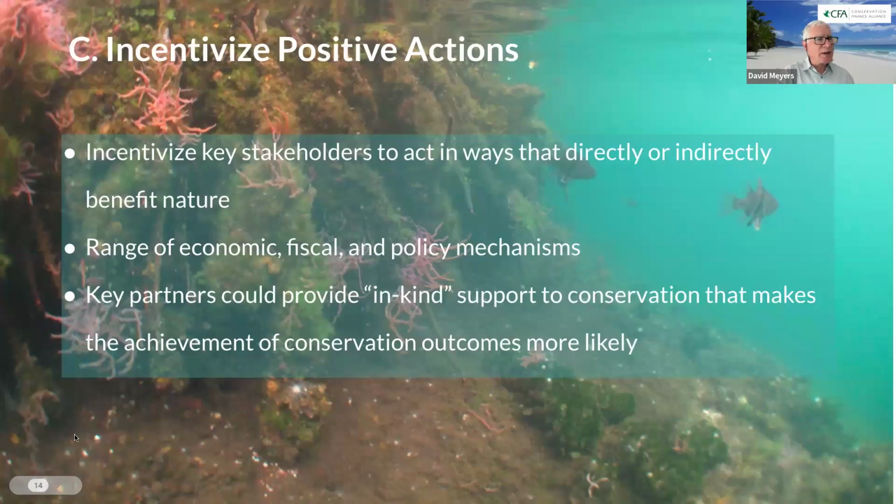The third guideline is incentivizing positive actions, identifying those key stakeholders and partners that can act in ways that directly or indirectly support your conservation outcomes. There's a range of economic, fiscal, and policy mechanisms you can use to align their interests and get them to work together. And then note that key partners also provide in-kind support, whether they're the communities that are living and working in that area or tourist operators or other NGOs, that there's a whole group of people who are already aligned. How do you work better with them? How do you bring them on board?